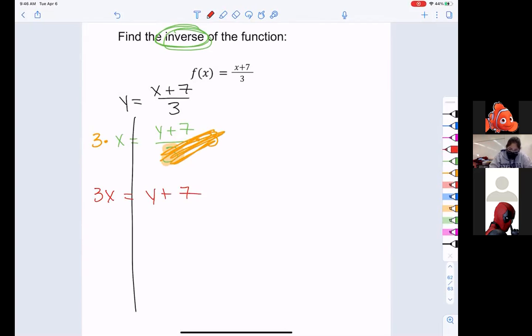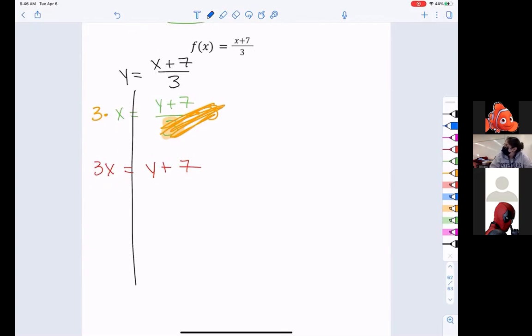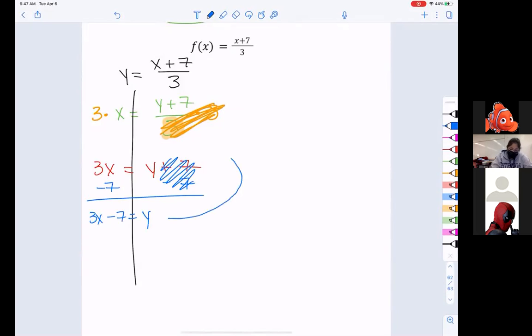So Jordan, what's my next step? We do work on the 7 now. Very good. Subtract 7 from both sides. So this goes to 0. So you have 3x minus 7 equals y. So we're going to take our final answer over here: y equals 3x minus 7. So we have f inverse of x equals 3x minus 7.